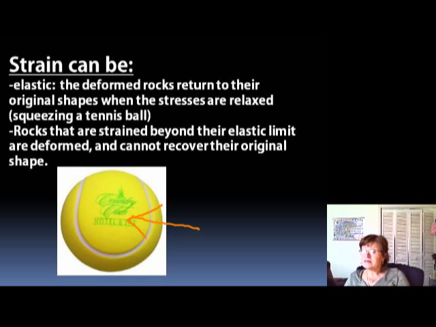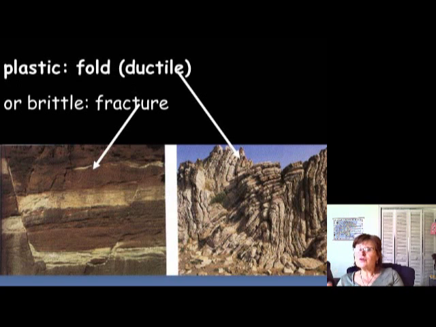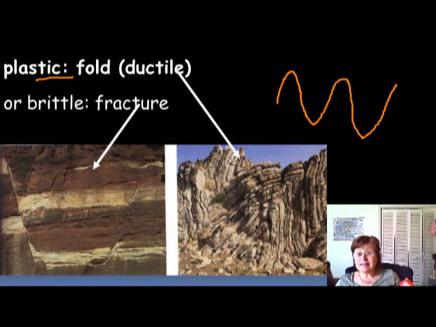Now, if you have rocks which are strained beyond their elastic limit, that's when you're gonna have permanent deformation. In this case, they cannot possibly recover their original shape. In this case, we have two cases. One is the so-called plastic, when the damage, the permanent change, is like folding or something like this.